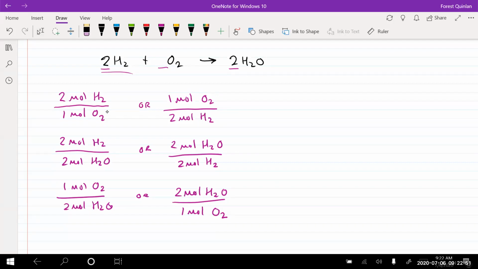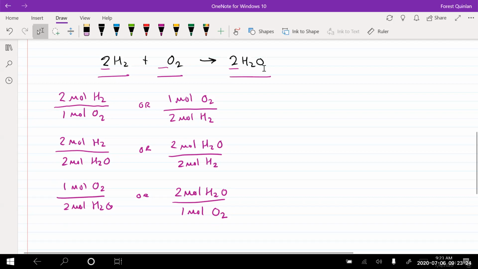So hopefully many of you who are sitting there going like, okay, wait, it can't be that easy. Yes, it is. Until you actually use real numbers, right? So hopefully you can see that if I have 2 moles of hydrogen, I will need 1 mole of oxygen. I will make 2 moles of water. If I had 4 moles of hydrogen, I would need 2 moles of oxygen to make 4 moles of water. I would just double everything.